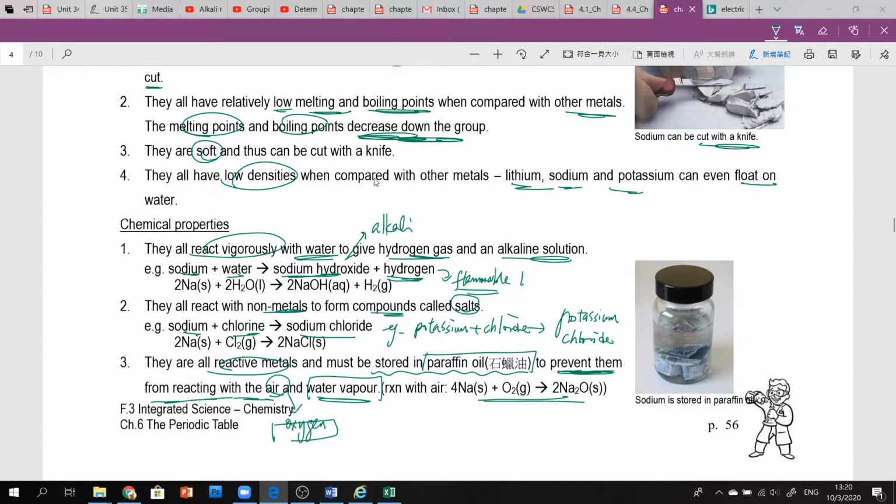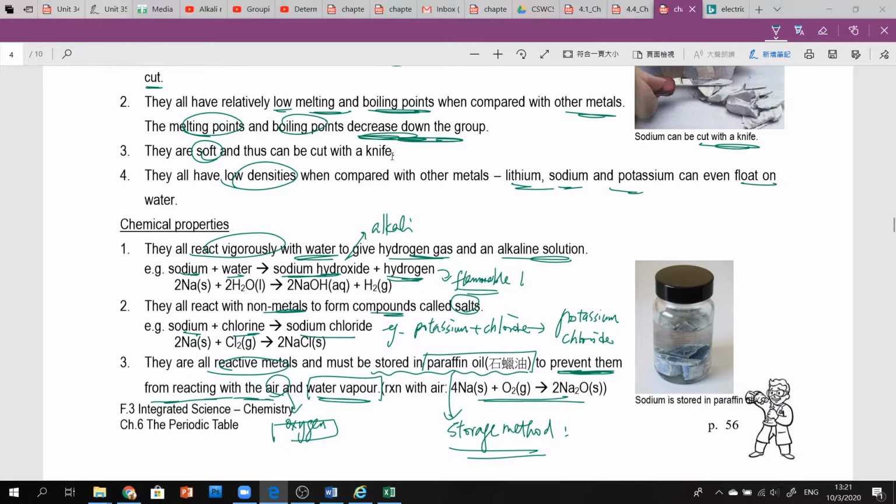So here comes the chemical reaction. Don't worry about the reaction itself, just remember the storage method. This is a type of storage method, 储存方法. So the metal is stored under paraffin oil to prevent it from being in contact with oxygen in air and moisture in air, which would cause a further reaction.